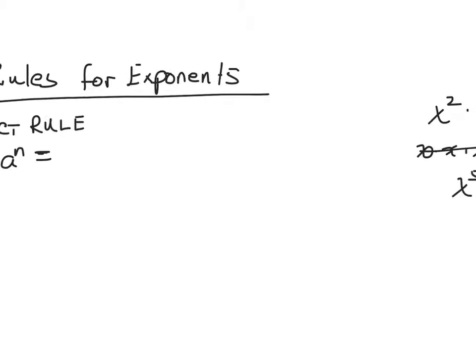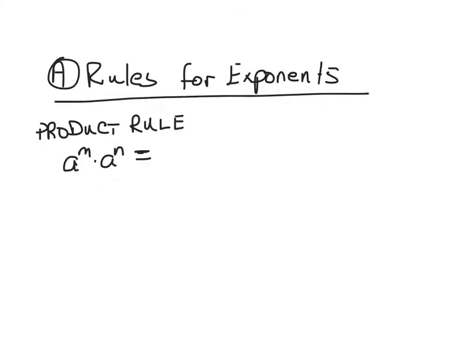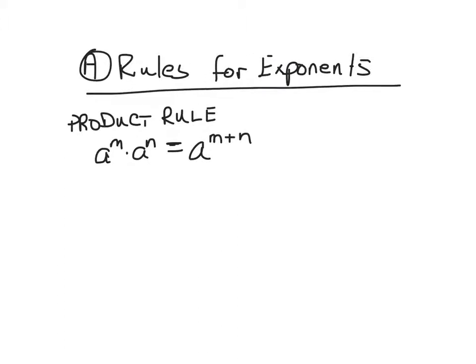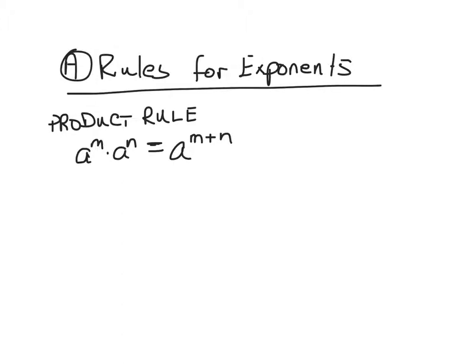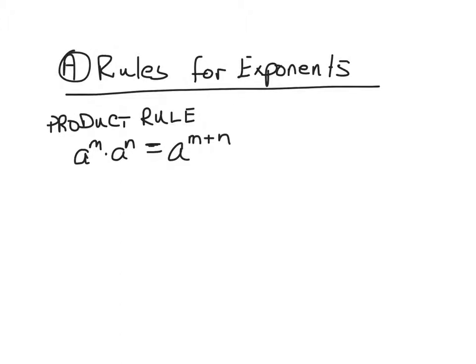Okay, so the rule goes like this. A to the m times a to the n is equal to a to the m plus n. So when you're multiplying, add the exponents. When you divide, you subtract them. Yeah, but we'll get to that. So let's look at a few examples over here. I just meant to write examples. We'll do those in red just to shake it up a little bit.